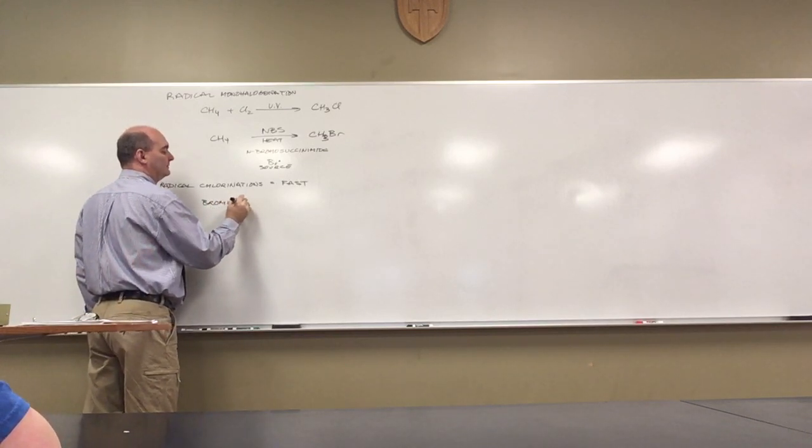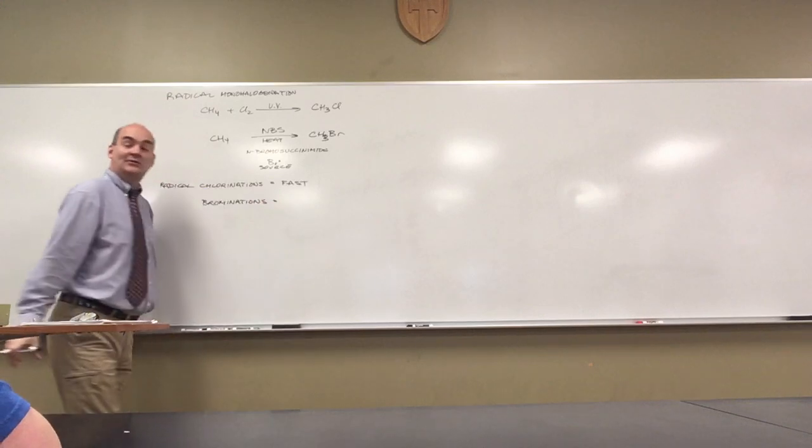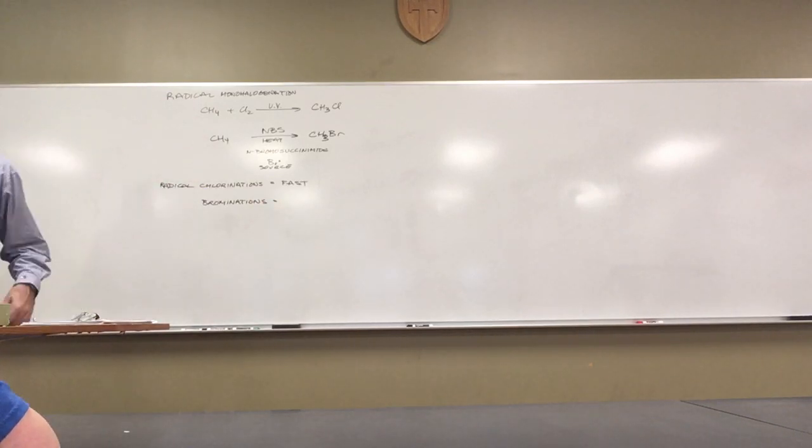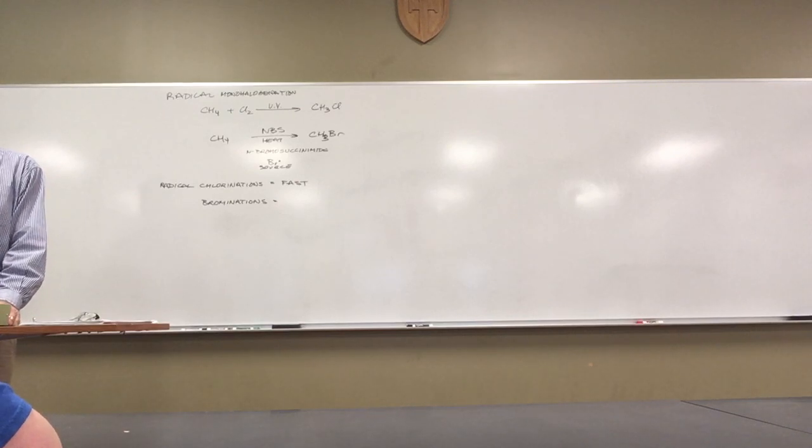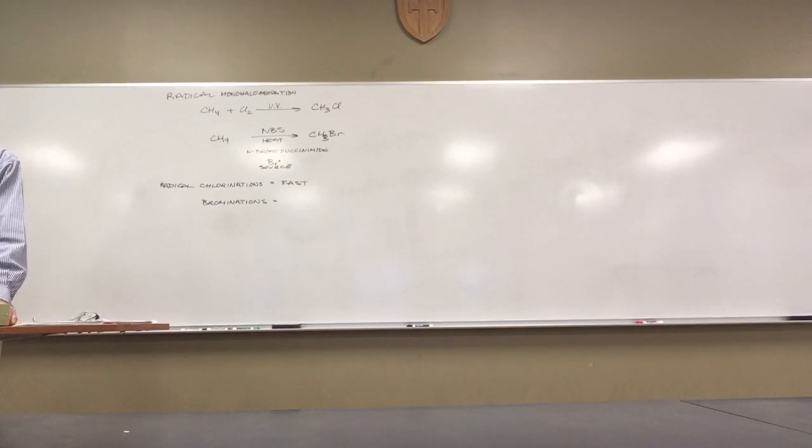Chlorinations are very, very fast. That's good. Fast reactions means that I can achieve my product quickly. Hey, if it takes me an hour to make 100 liters of chlorohexane and it takes you an hour and 10 minutes, I win, you go out of business.